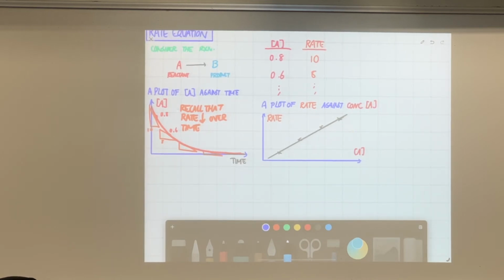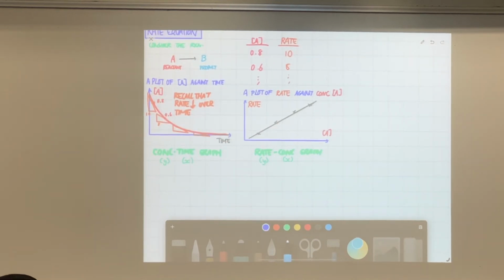Okay, so don't confuse these two graphs in here. The graph on the left, we call it the concentration time graph because you are plotting concentration of its reactant against time. The graph on the right, we call it the rate concentration graph. That means what is plotted as the y and the x-axis respectively. For the concentration time graph, concentration is y, time is the x-axis. For the rate concentration graph, rate is the y-axis and concentration is the x-axis. For different reactions, the rate concentration graph will look different. We have 3 types of order of reaction here.